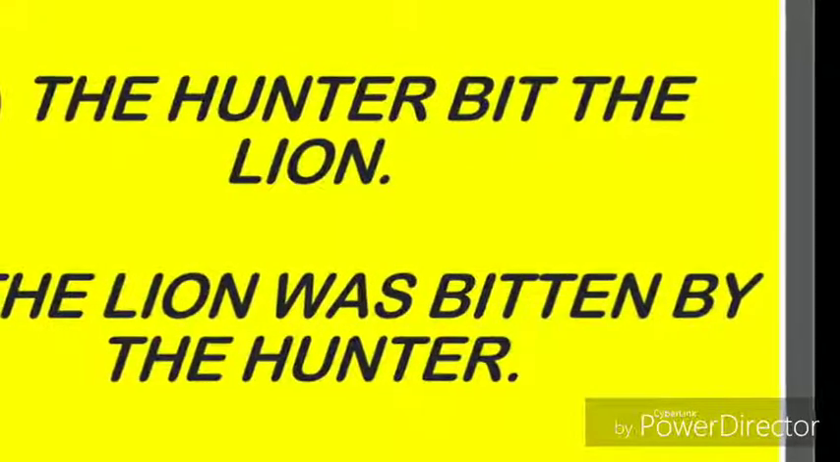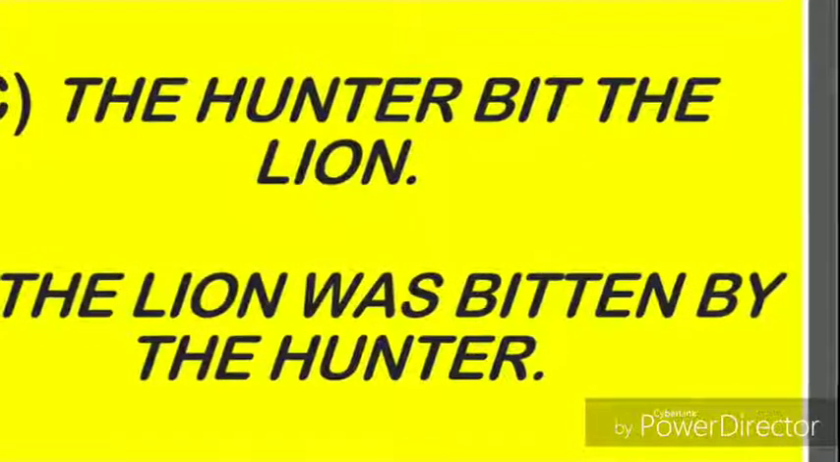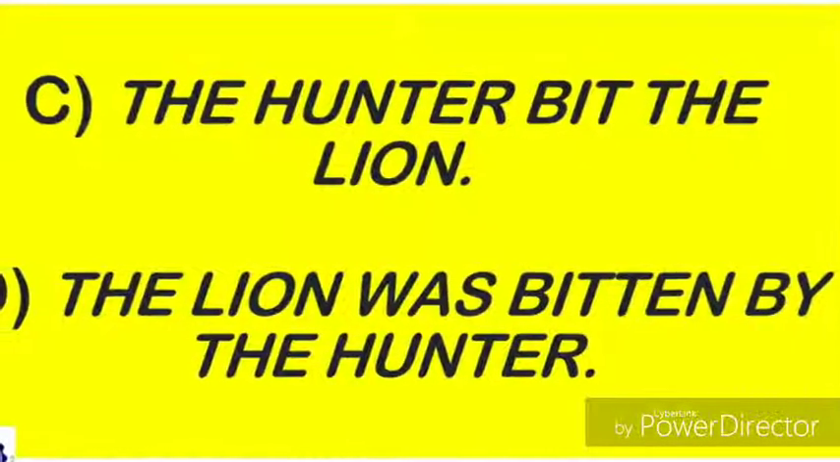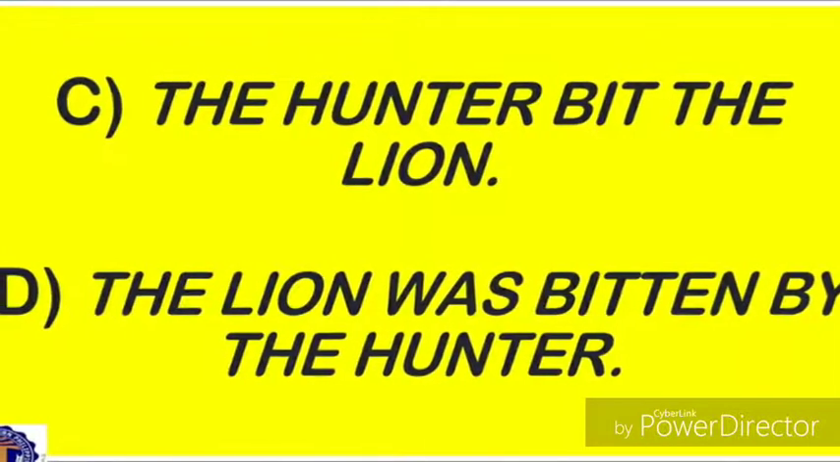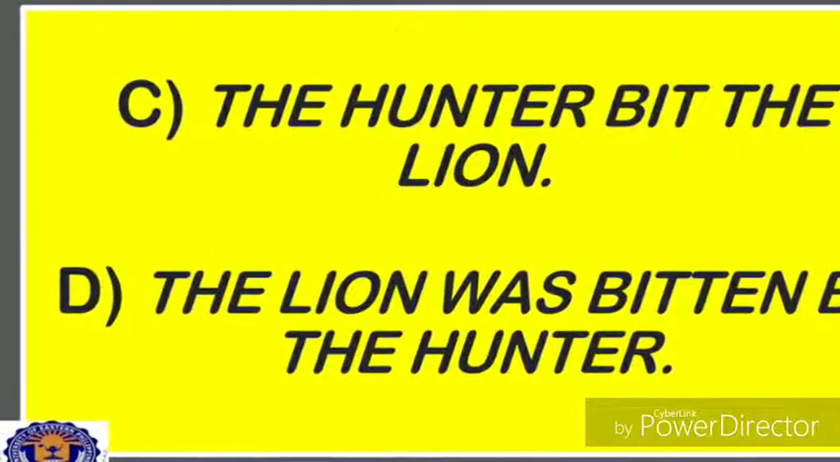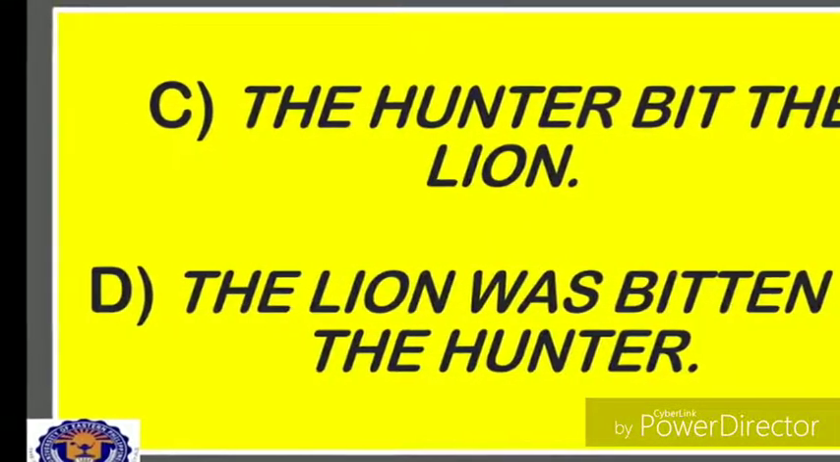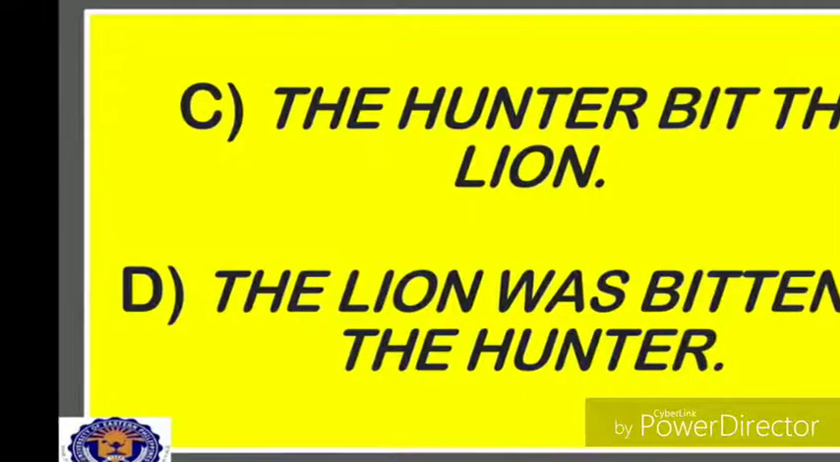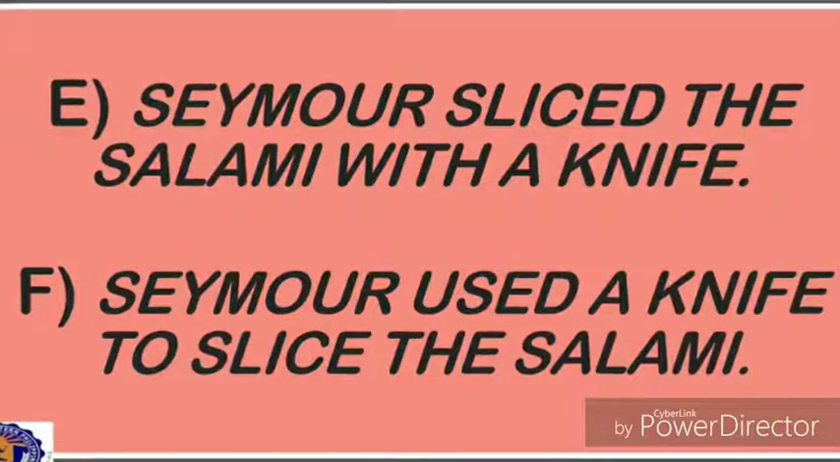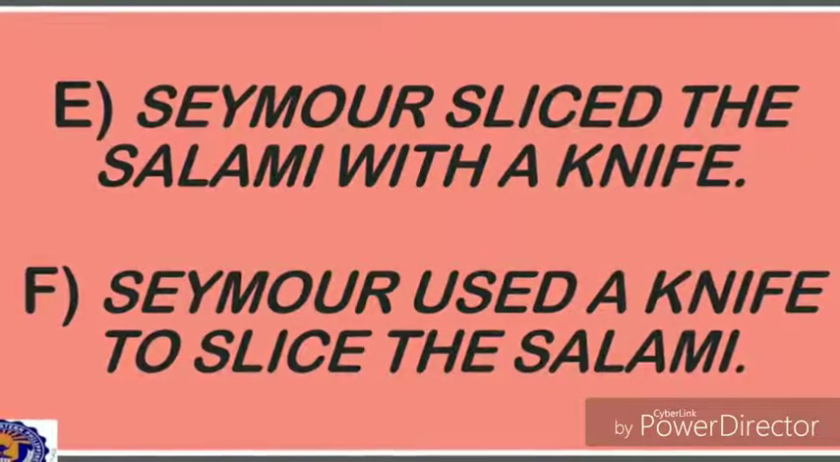Consider the following active and passive counterparts, which, at the level of referential meaning at least, describe the same situation. Sentence C. The hunter bit the lion. Sentence D. The lion was bitten by the hunter. These sentences have the same deep structure, but they differ in that the derivation of sentence D involves passivization, whereas sentence C does not. Since our concern here is with meaning, we must ask how to account for the synonymy between the two sentences. Furthermore, consider the following sentences. Sentence E. Seymour sliced the salami with a knife.